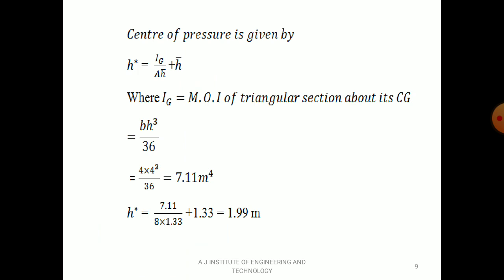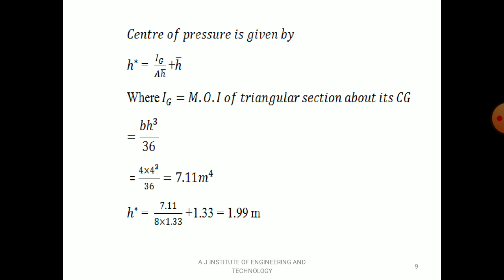Now the center of pressure is given by H star equal to Ig divided by A into h bar, plus h bar, where Ig equals the moment of inertia of the triangular section about its center of gravity. So that is equal to b h cube divided by 36. You have to remember this one also. For various shapes you are supposed to remember the moment of inertia: rectangle, triangle, circle and square. Anyhow, I explained about that in the tabular column.